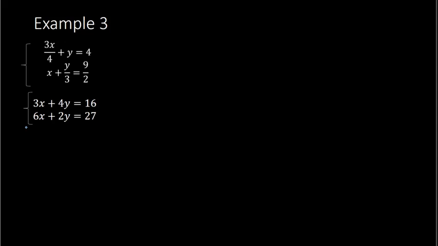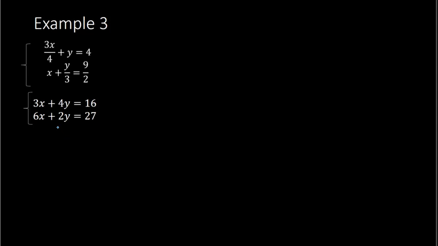Right? If I try to add these together, 3 plus 6 is 9. That doesn't cancel. If I subtract, we get negative 3. That doesn't work. With the y's, 4 plus 2 is 6. 4 minus 2 is 2. If I try to add or subtract, nothing will cancel and give me 0. So I need to multiply one or both equations by something.